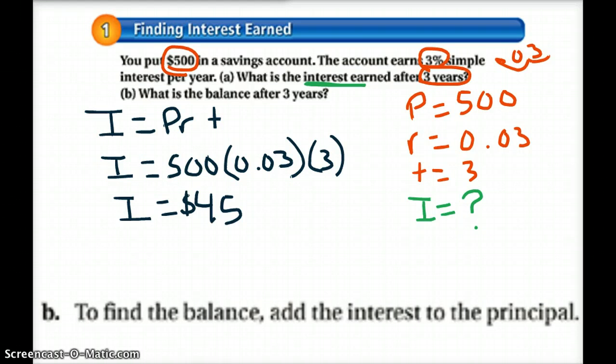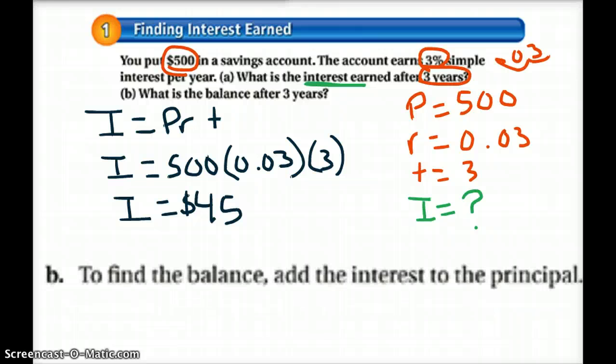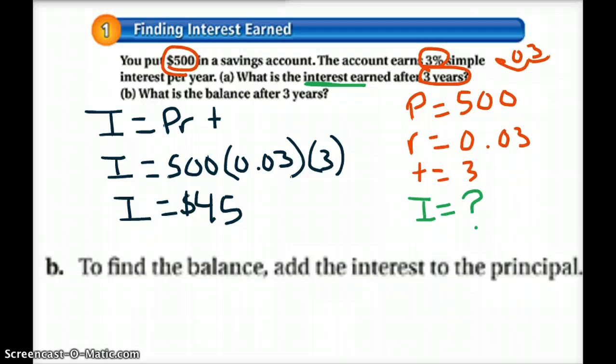Part B of the question asks, what is the balance? A balance is the total amount of money that you have. So in order to find the balance, we're going to add the interest to the principal. The principal is what you put in the account, and now you've earned this amount of money in interest, so we're going to add it on. So we have $500 in the account. We earned $45 in interest, so we will add them together, and our balance is $545.